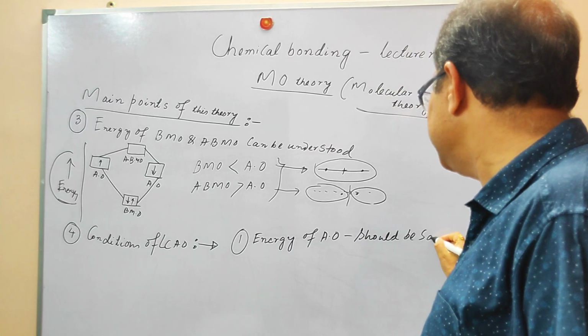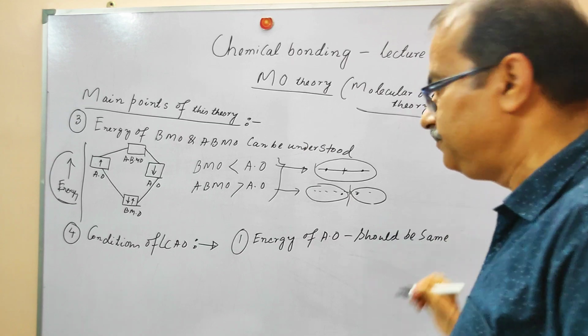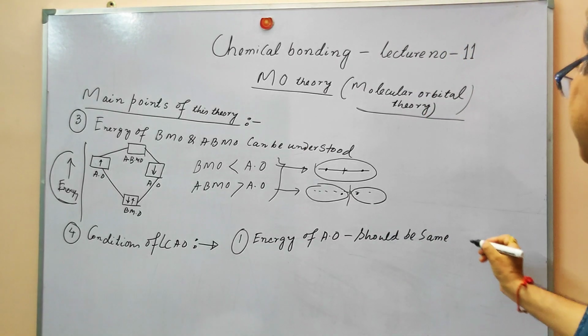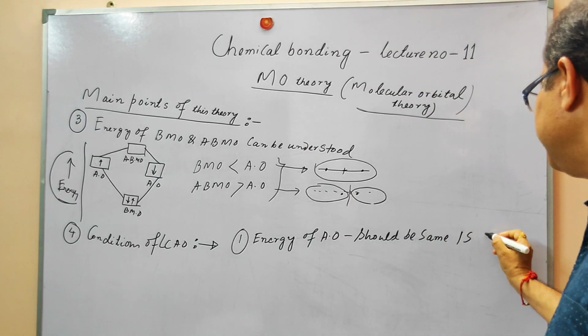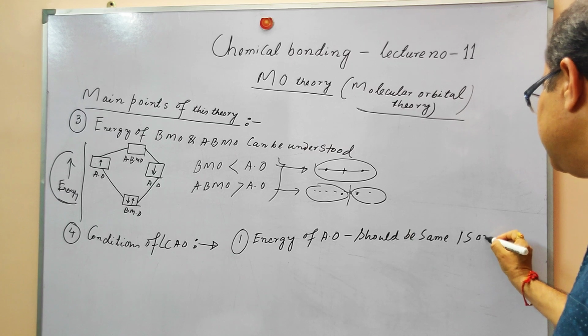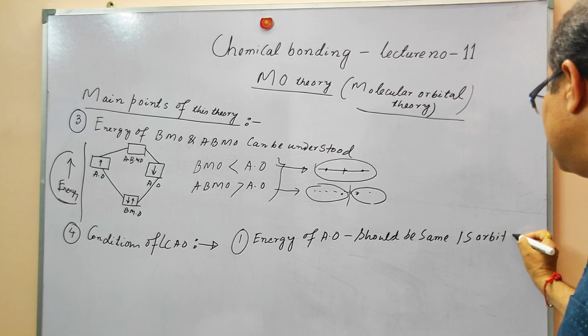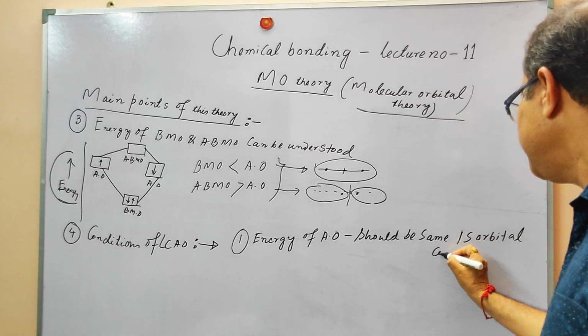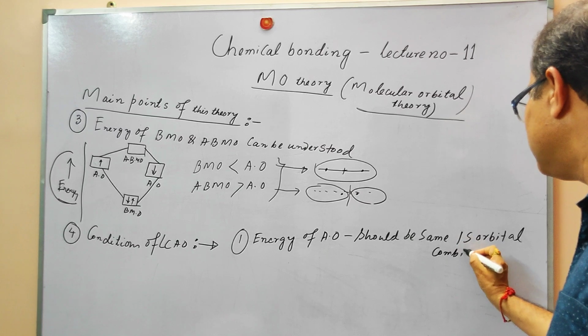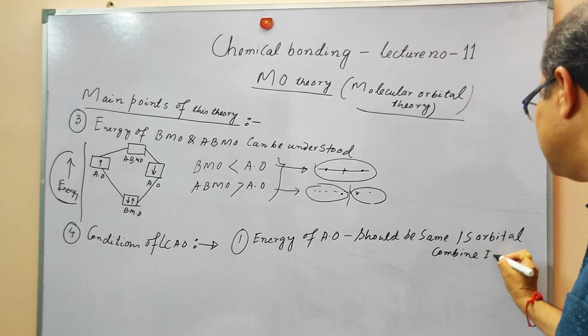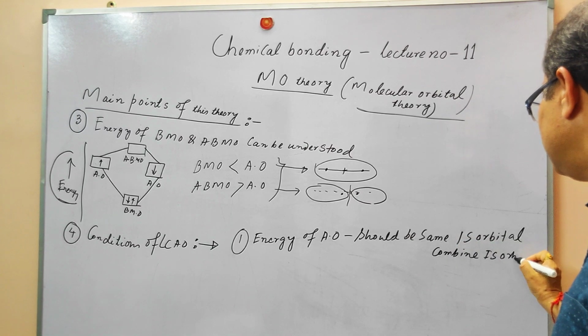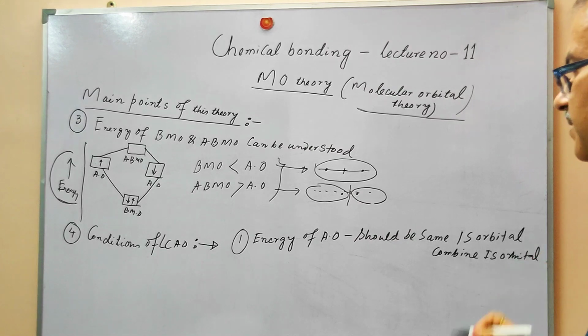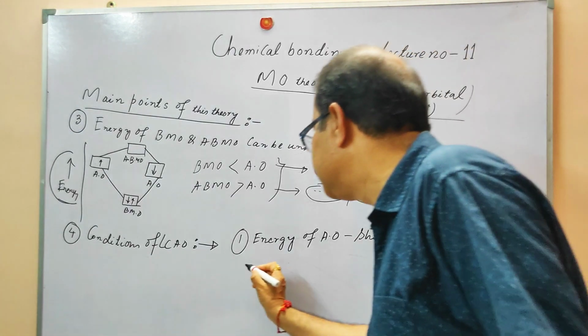That is, we can say the 1s orbital will combine with another 1s orbital, not with the 2s orbital.